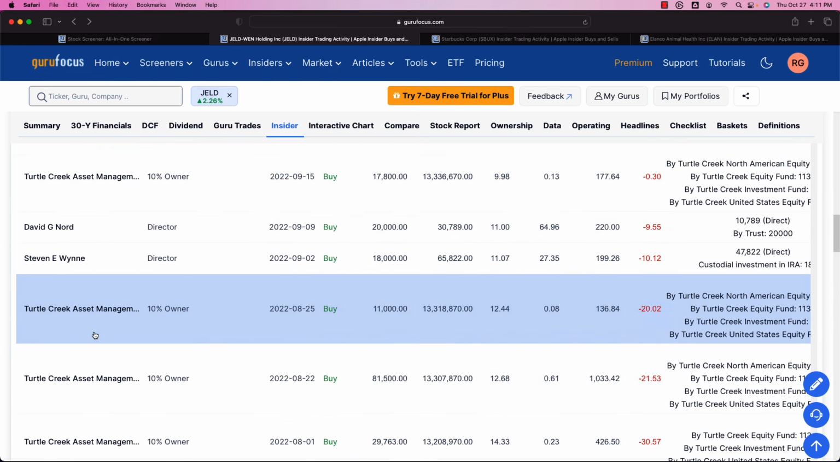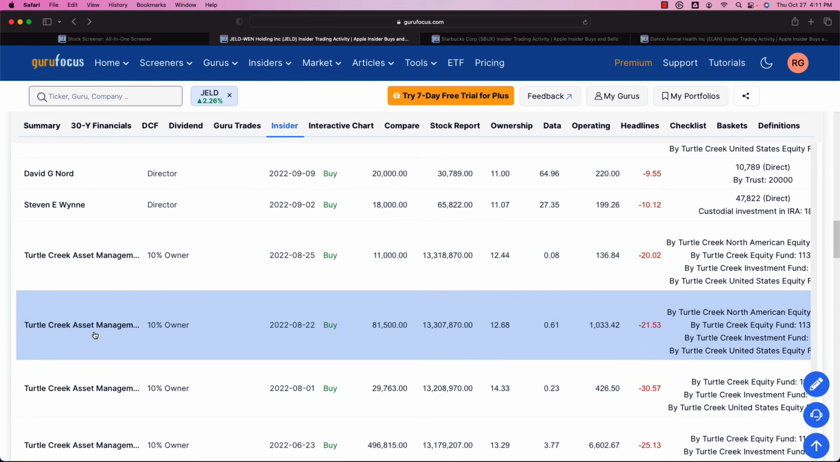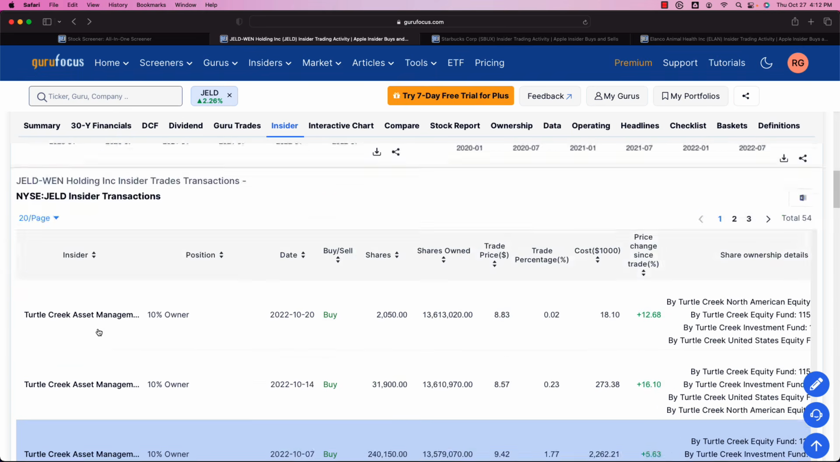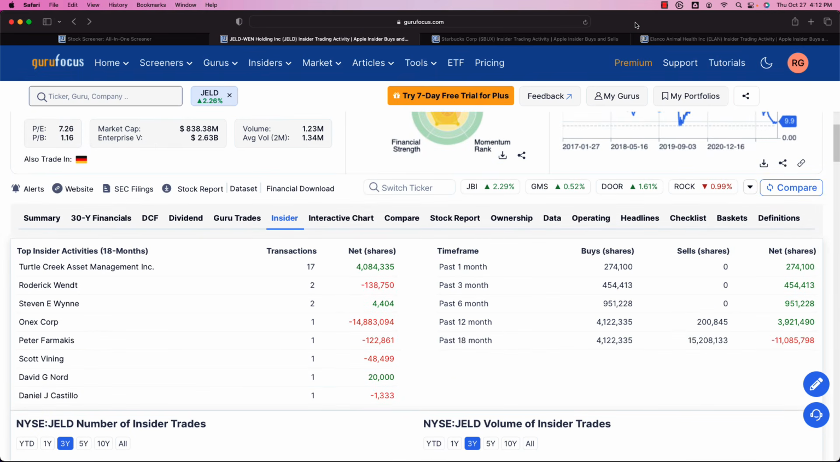If the bulk of these trades are a fund, whether it's BlackRock or it's a Fidelity Magellan fund or it's just Turtle Creek or whatever, that's something I'm going to discount a little bit. These guys aren't playing that dirty.